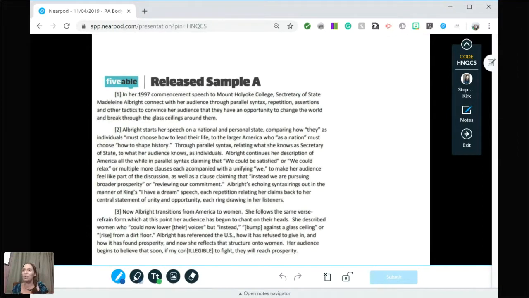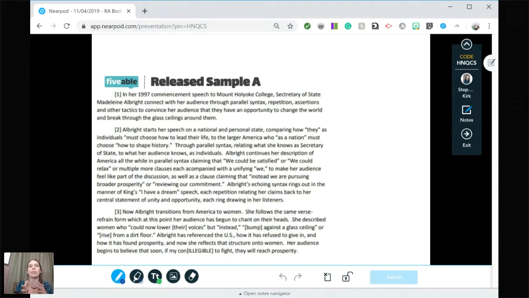Okay, next question. Do we have to cite where we get the little quotes and evidence pieces? So in the rhetorical analysis, typically you have a single text. So you don't have to put like paragraph 1 or line 12 or whatever. And you don't have to put Albright in the end because you're introducing it in these sentences. So like, for example, here in paragraph 2, Albright starts her speech on a national and personal state. So we know exactly who you're talking about there.